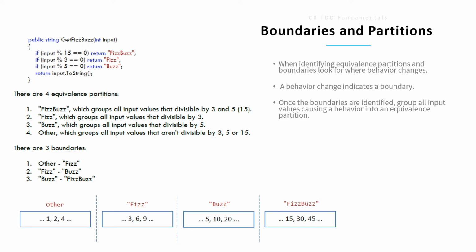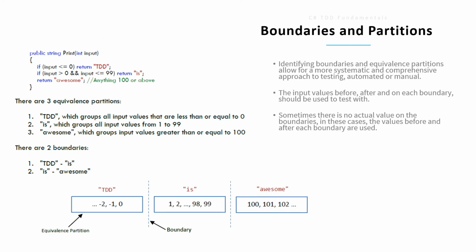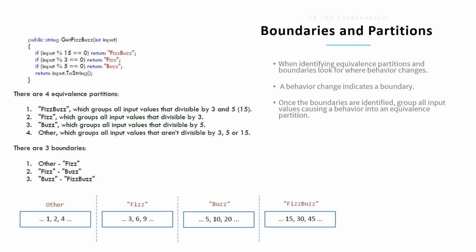I say almost irrelevant because in this particular case, there's really nothing to test on them. It's kind of hard to say, oh yes, I'm going to test when it changes from other to fizz. Well, that's just making sure it's not divisible by 3, which automatically fits into the other partition. So this one is a little different, but if you think about a more traditional expectation with regards to boundaries and equivalence partitions, think about the TDD is awesome, not necessarily just the get fizz buzz.